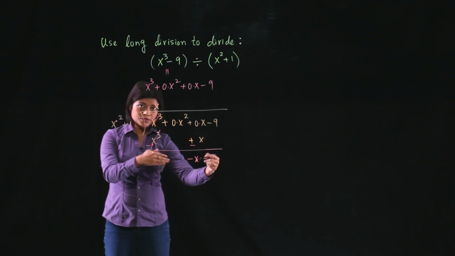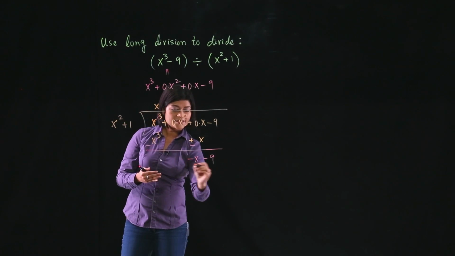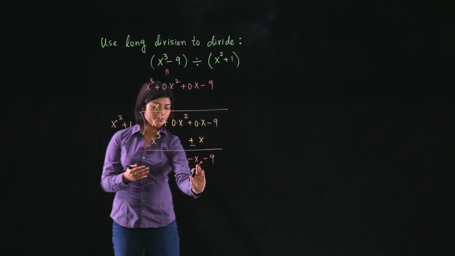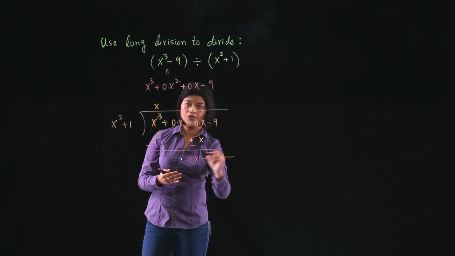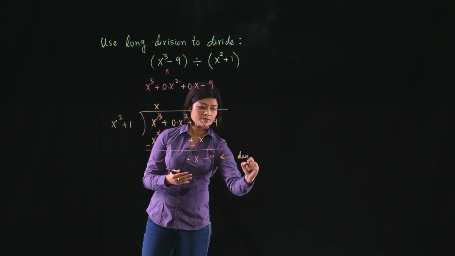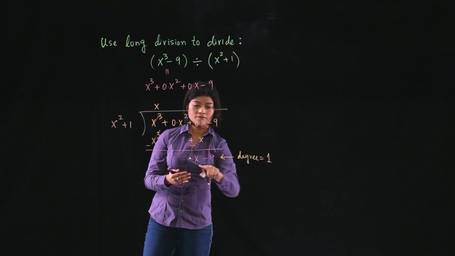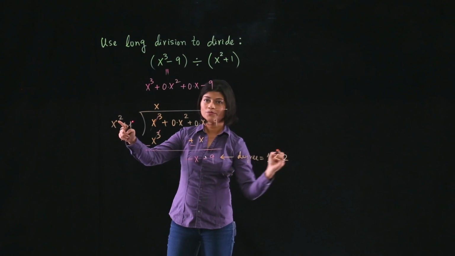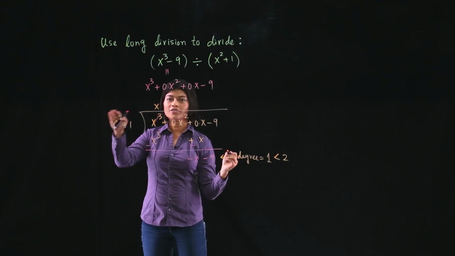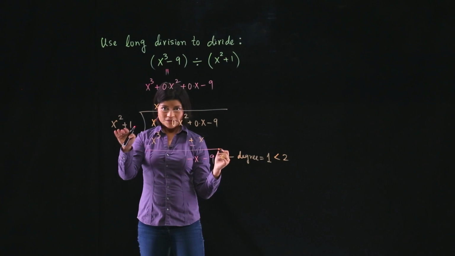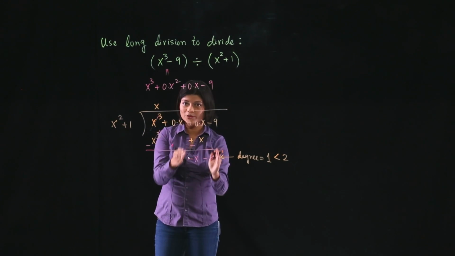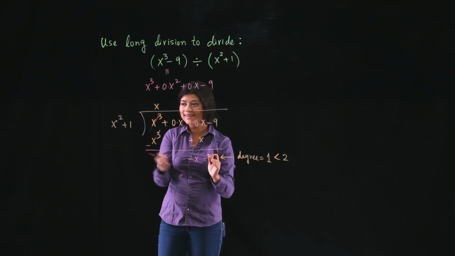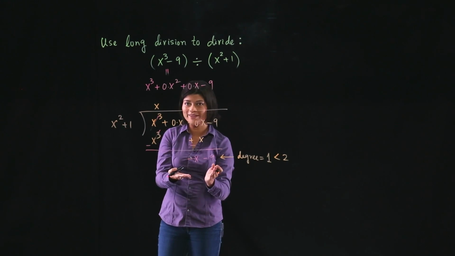Every time you do this method, check this function that you just got. Well, look at this polynomial here. What is the degree of this polynomial? The degree is 1. And 1 is strictly less than 2. And 2 is the degree of the divisor. Therefore, you know that you will stop right here. You don't have to go any further. This is your remainder. Okay? As soon as the degree becomes less than the degree of the divisor, you stop right there.